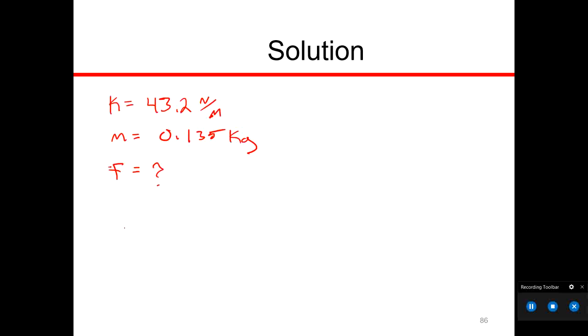So we can't find the frequency directly, but we can find the period. We know it is 2 pi times the square root of mass over k. 2 pi times the square root of 0.135 divided by 43.2, and that gives us a period of 0.351 seconds.